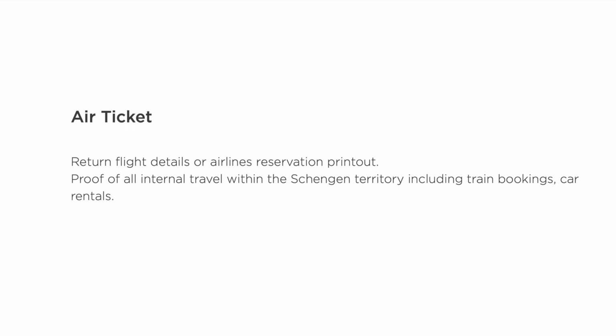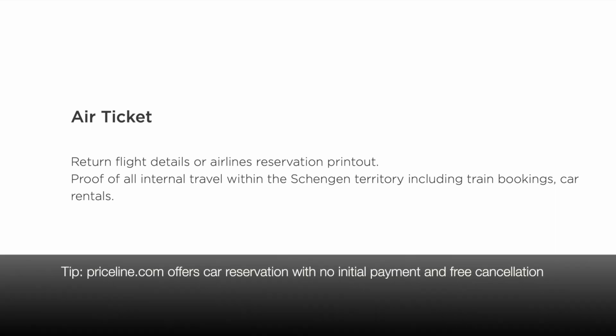Air tickets. You should have a return ticket. That's the most important thing. So have your return ticket, submit this as proof that you are returning back. And also you should have the tickets or the reservations to travel within the Schengen area. Let's say if you are traveling between countries by train or car, you need to submit those bookings as well.